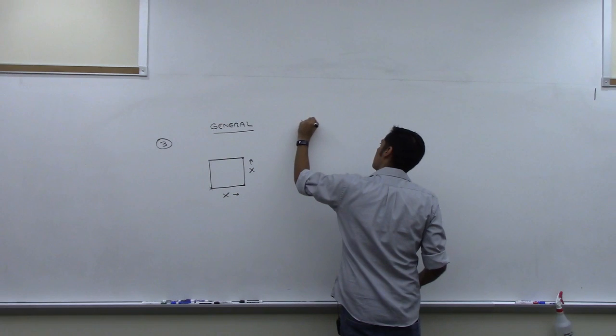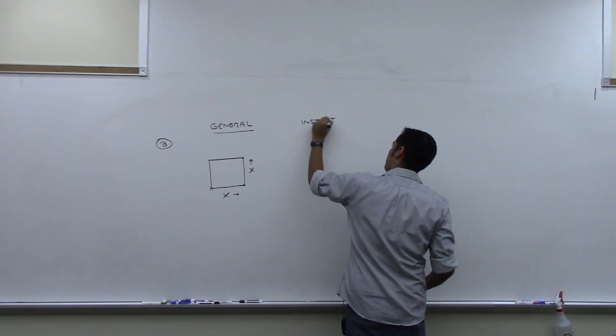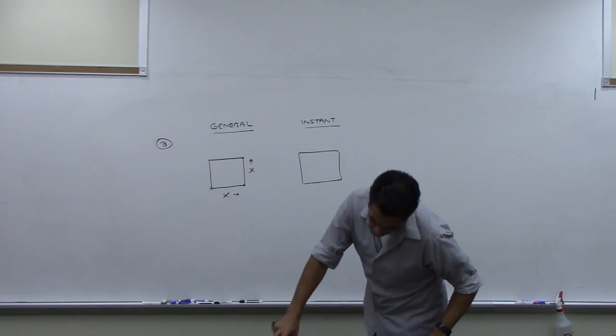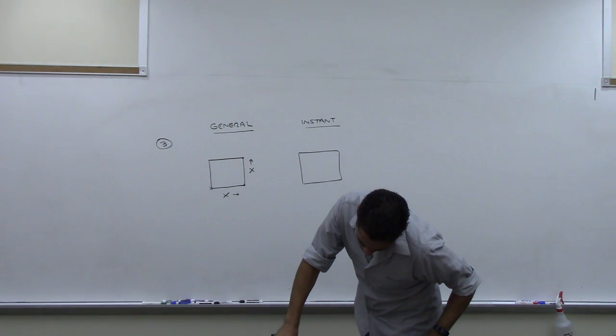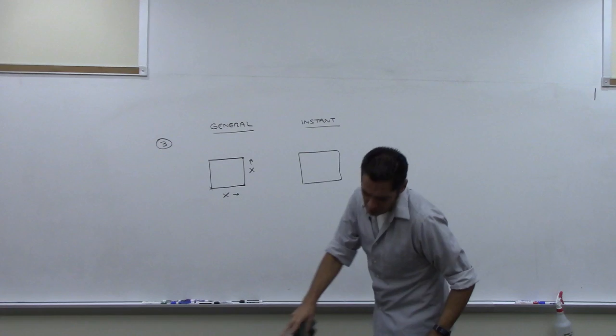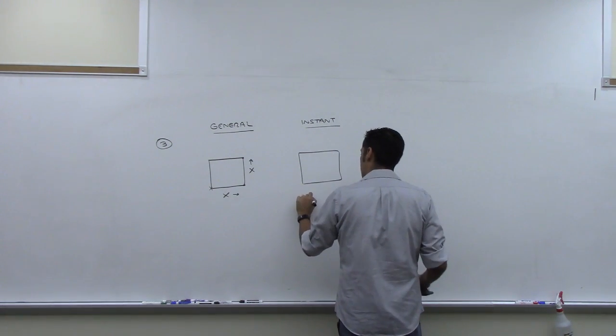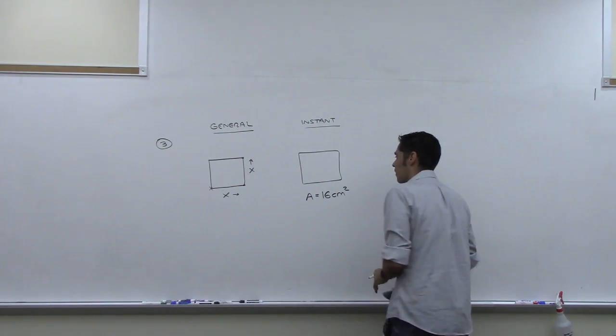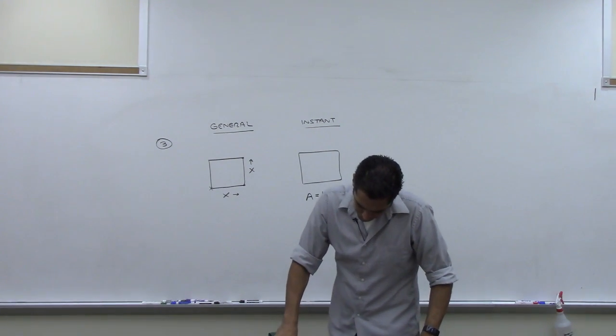Now, at the instant in time that they want to talk about here, my square has actually reached a point at which the area of the square is 16 centimeters squared. All right?